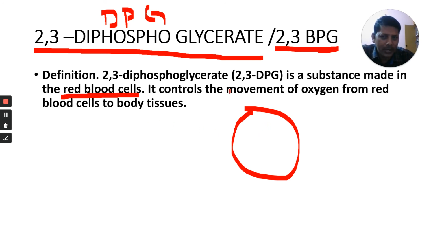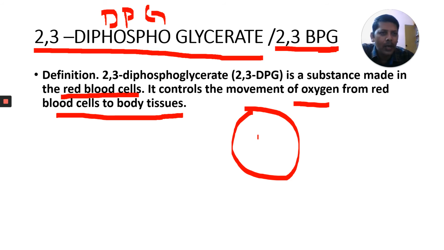During that anaerobic process, what is formed? 2,3-diphosphoglycerate is formed. It controls the movement of oxygen from red blood cells to the tissues. That means in our tissues, there will be more 2,3-diphosphoglycerate. At that time, the affinity between hemoglobin and oxygen reduces, and our RBC gives more oxygen to the tissue. So 2,3-diphosphoglycerate decreases the affinity of hemoglobin for oxygen.